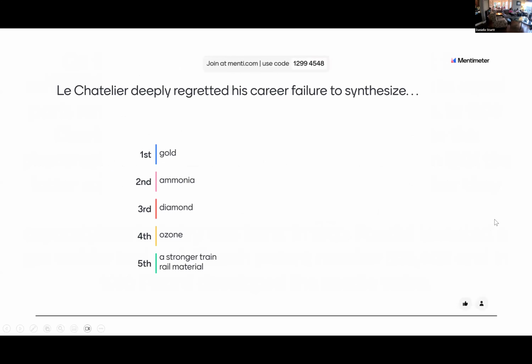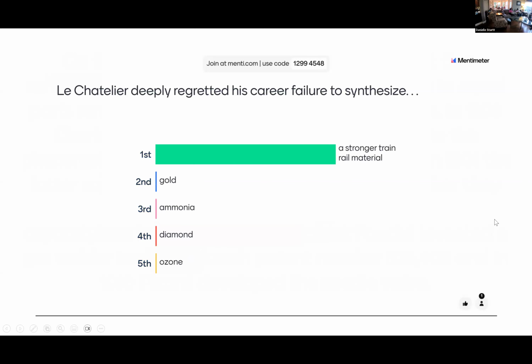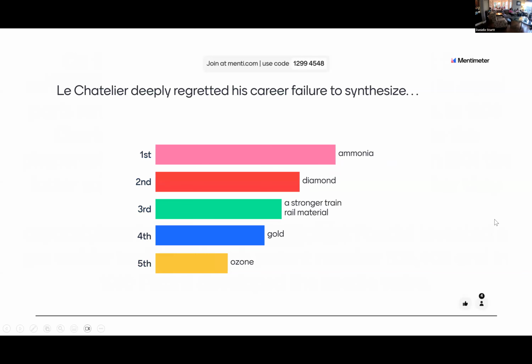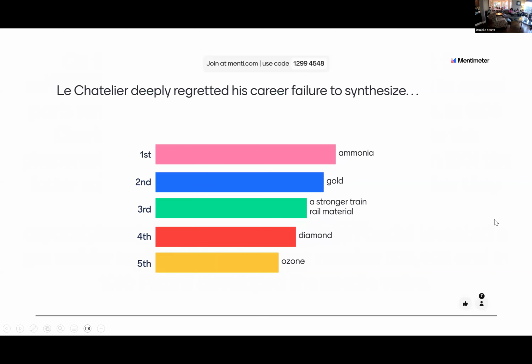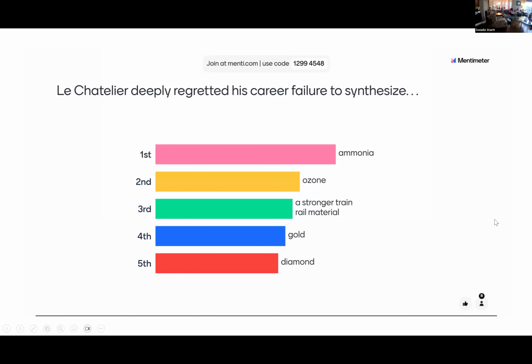Le Chatelier deeply regretted his career failure to synthesize what? What was he trying to synthesize? Gold, ammonia, diamonds, ozone, or a stronger train rail material. I'd be trying to synthesize some diamonds if it were me, and some gold, but that's just me. Not really anything to synthesize with the diamond. It's just carbon. Or gold. Could do that.